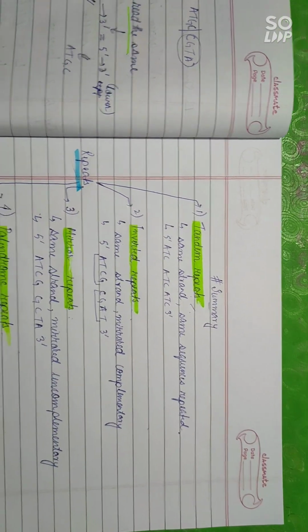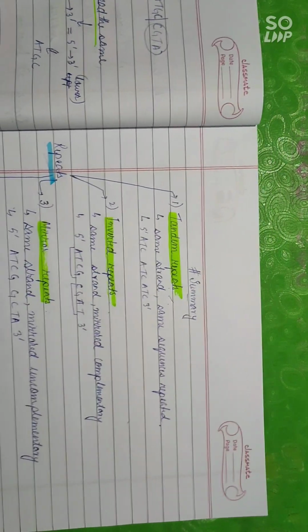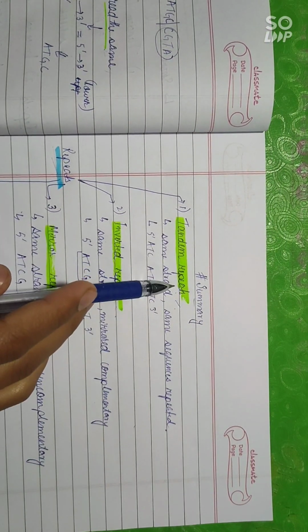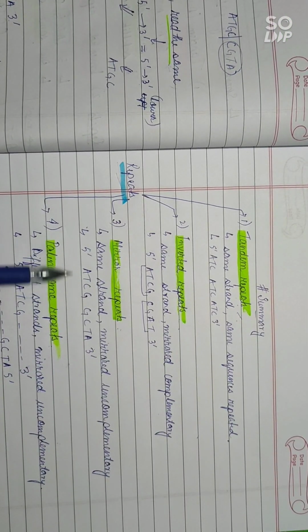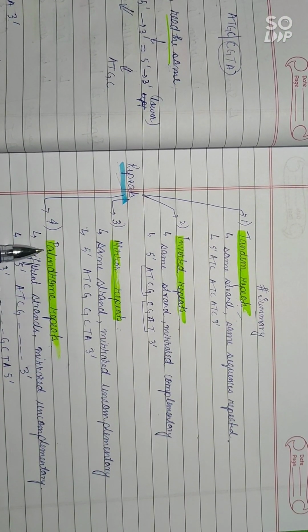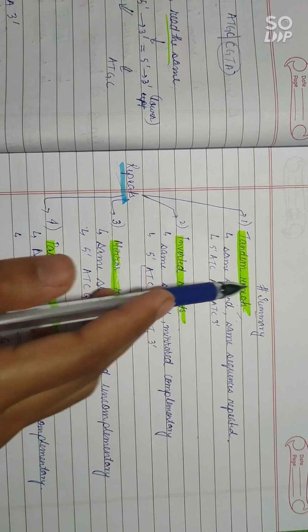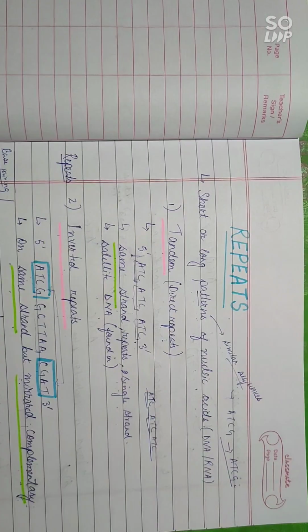Repeats are divided into 4 types. First we have the tandem repeats. Second we have the inverted repeats. Third we have mirror repeats. And fourth we have palindrome repeats. First let's discuss the tandem repeats.